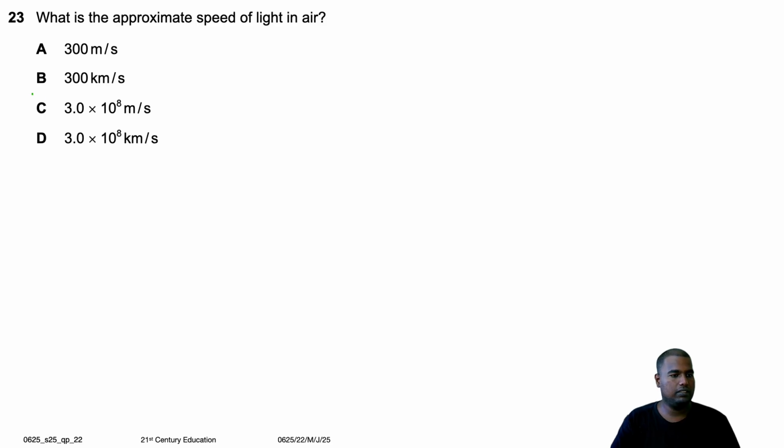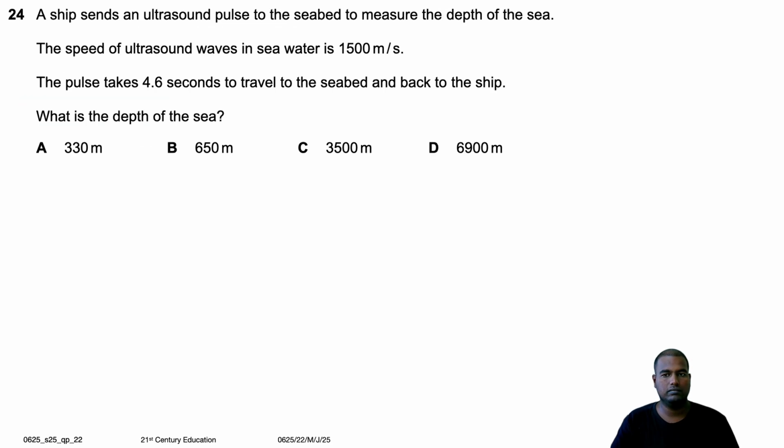You know, speed of light is 3 × 10^8 meters per second. A ship sends an ultrasound pulse to the seabed to measure the depth of the sea. Speed of ultrasound wave in seawater is 1500 meters per second. The pulse takes 4 seconds to travel to the seabed and back to the ship. What is the depth?